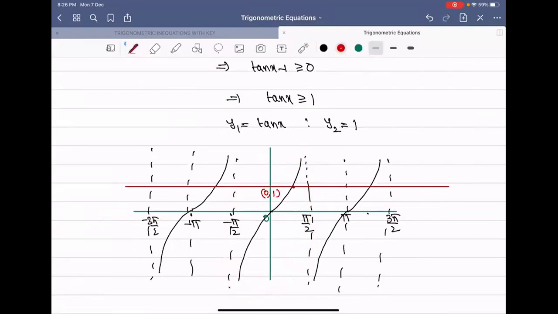This point we need. So how to get that point? You solve the intersection points. Tan x equal to 1, and x equal to, in the first quadrant, pi by 4, or not? This is the point of intersection. When x equal to 45 degrees, tan is 1. Therefore, pi by 4.